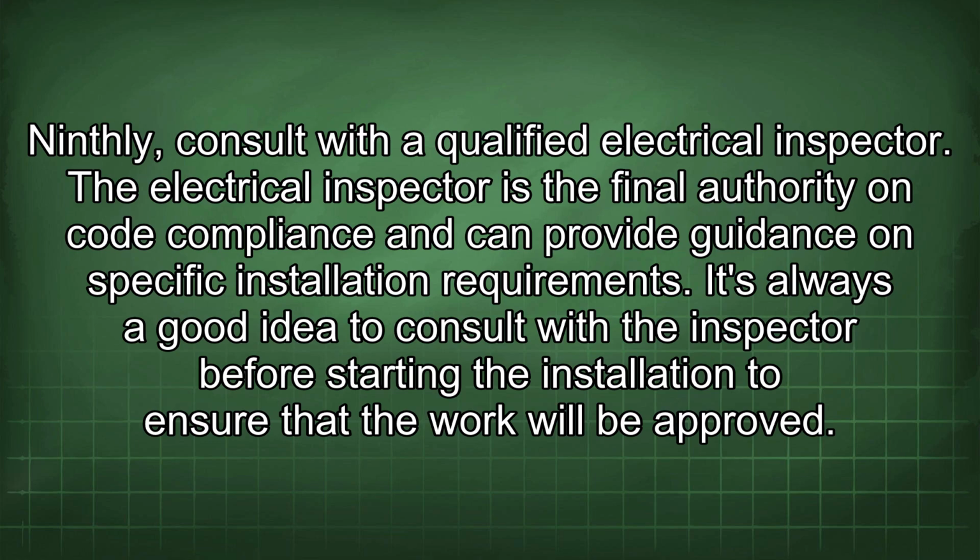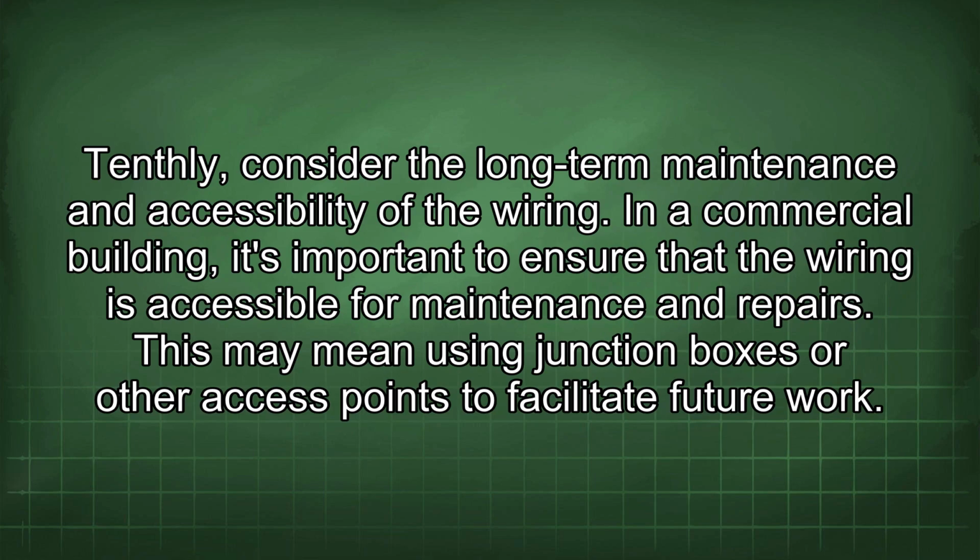It's always a good idea to consult with the inspector before starting the installation to ensure that the work will be approved. Tenthly, consider the long-term maintenance and accessibility of the wiring. In a commercial building, it's important to ensure that the wiring is accessible for maintenance and repairs. This may mean using junction boxes or other access points to facilitate future work.